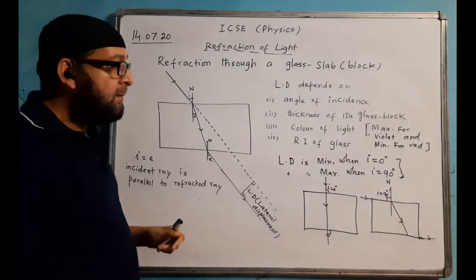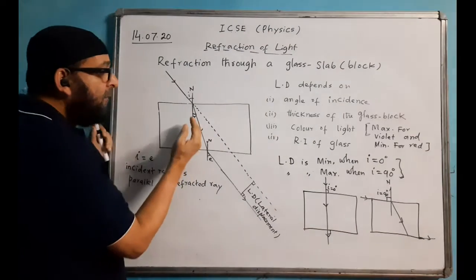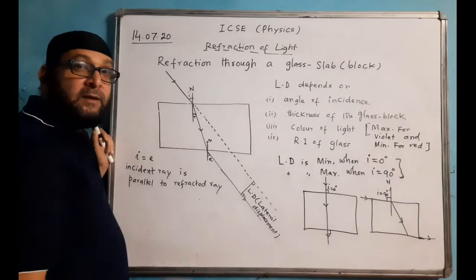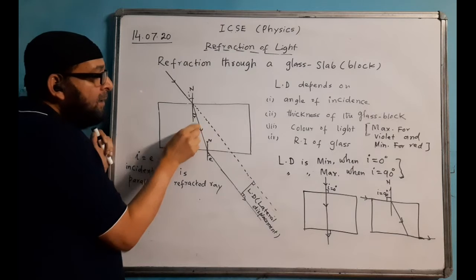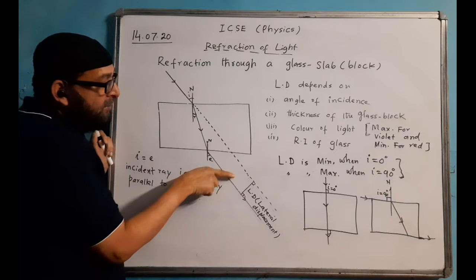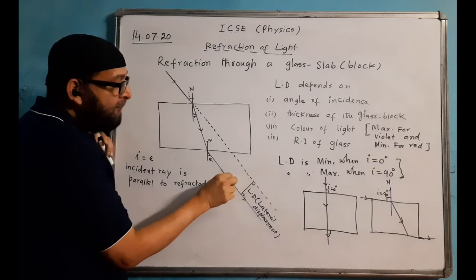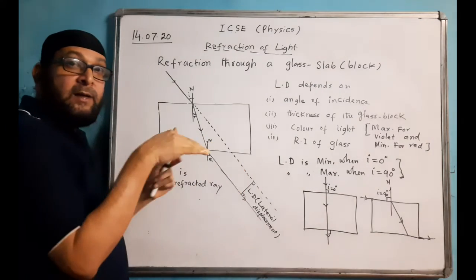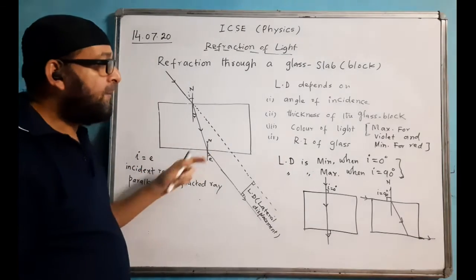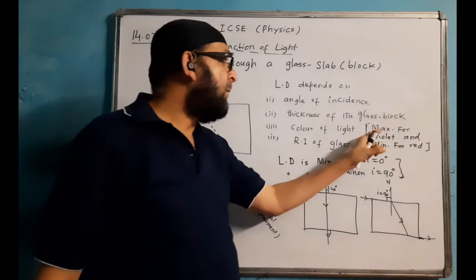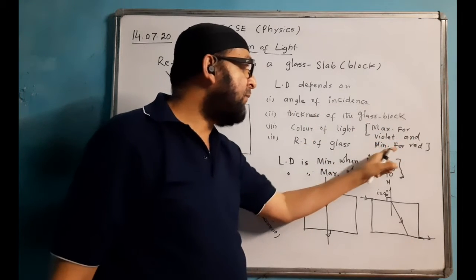The third factor is the color of the light. The lateral displacement depends upon the color of the light. We know the fact that violet color will bend the most because the violet speed is the minimum. So violet will be bending somewhere here, red will be bending the least. So violet will be somewhere at the bottom, red will be somewhere on top. So the gap for the red light will be minimum and the gap for the violet will be maximum, because violet light bends the most, refracts the most, because of the lowest speed. So that's what I have written here. Lateral displacement is maximum for the violet light and minimum for the red light.